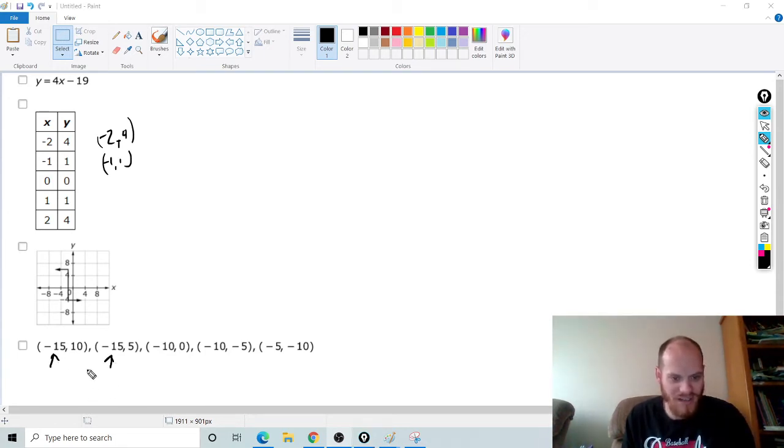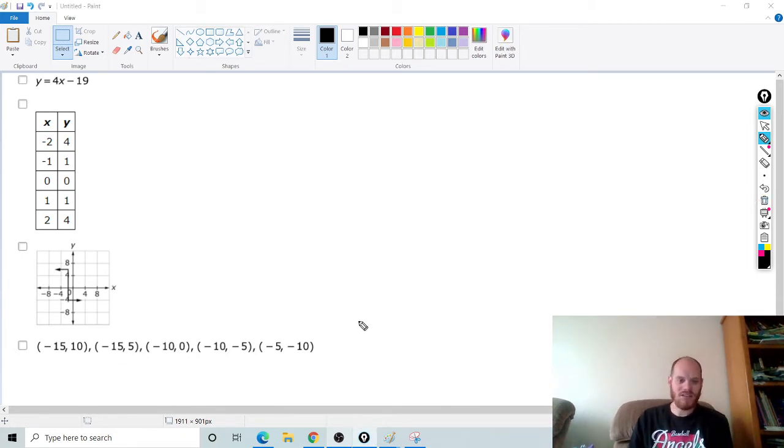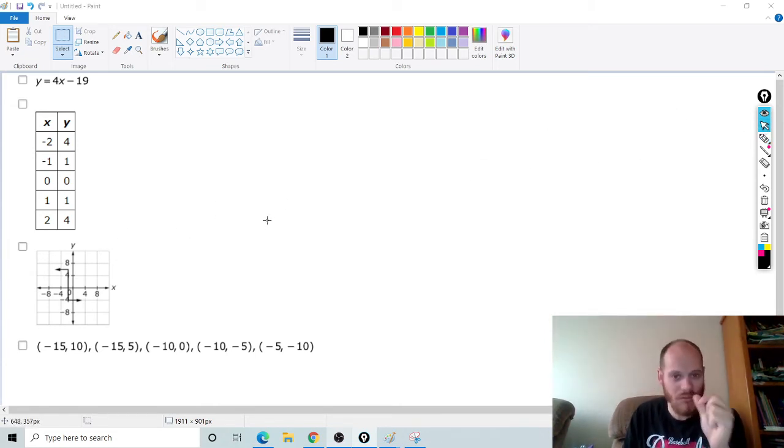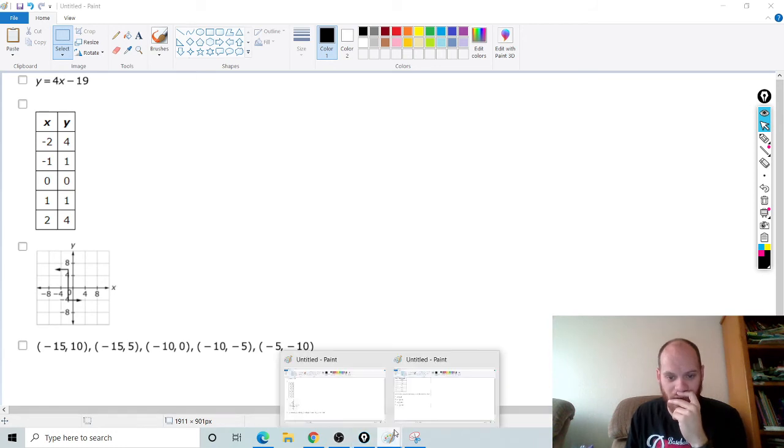How do you plug in negative 15 and get out 10 here and then negative 15 and get out 5 here? Right? It shouldn't work that way. So with that in mind, that would not be a linear function because it's probably going to create a U-type graph. Okay, so that's one. Those are kind of the things you're looking for.